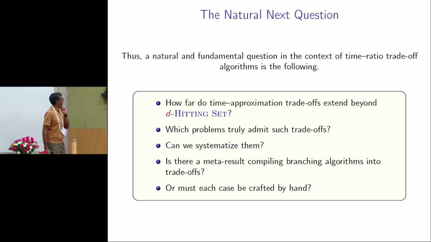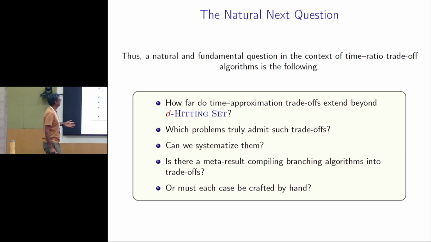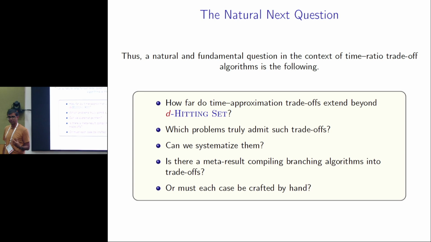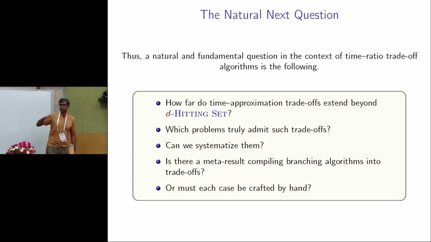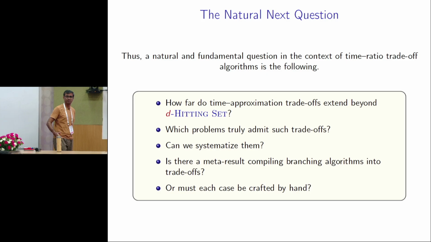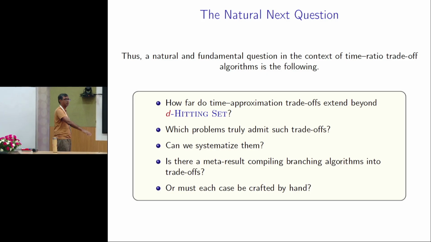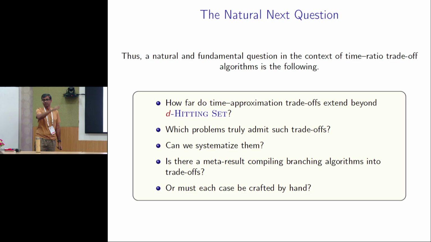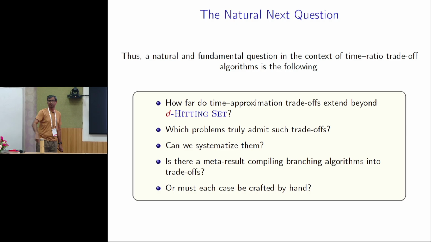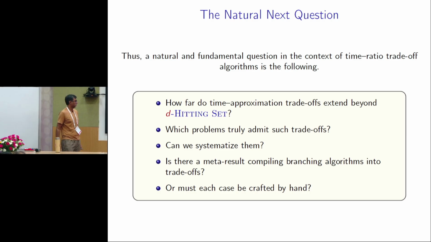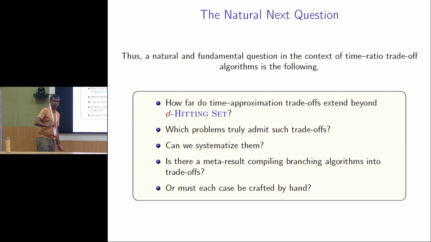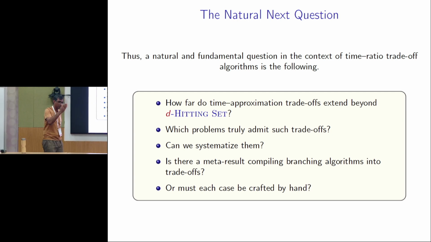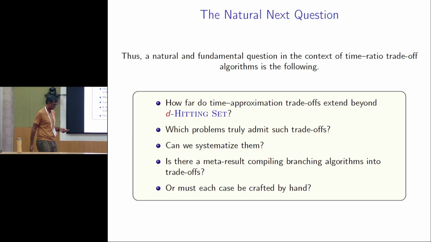Okay. So the natural question was, how far can we push beyond this approximation? Which problems truly admit this kind of ratio? Can we systematize them? Can we automate them? That is, if you have a branching algorithm which satisfies properties A, B, C, D, then you get such a ratio algorithm. So that was the goal: if I have a problem for which we have a classical branching algorithm that satisfies some properties, then I can automate it to design such a time-ratio trade-off algorithm. Because up until now, everything was completely ad hoc. You pick a problem, do it problem by problem, find some structure and do something.